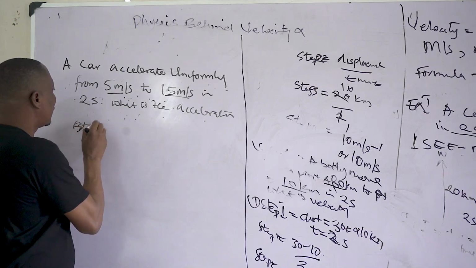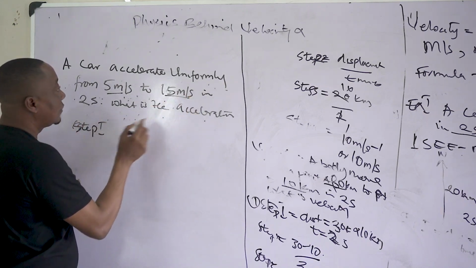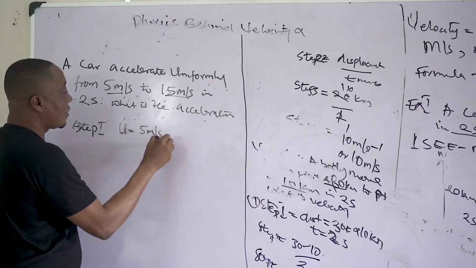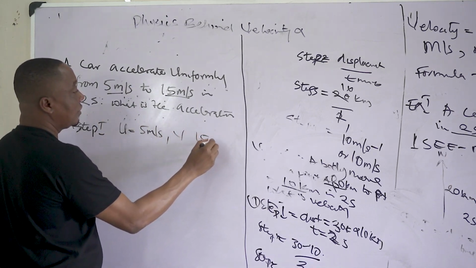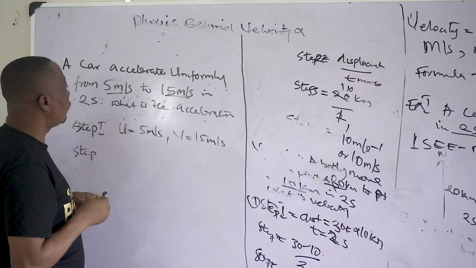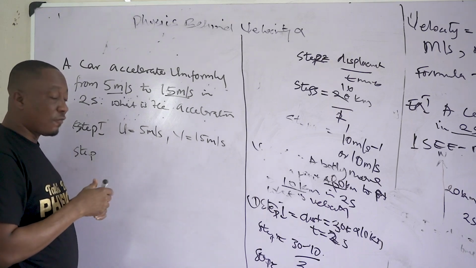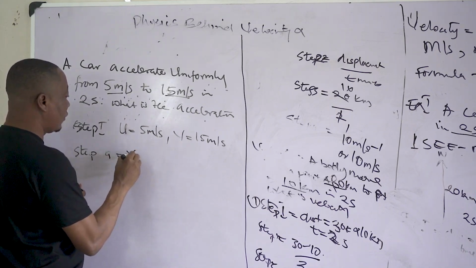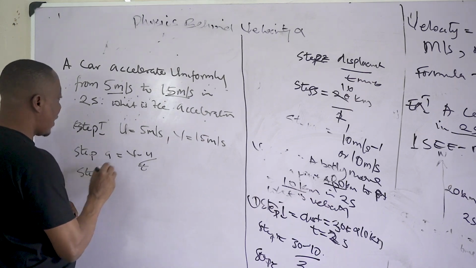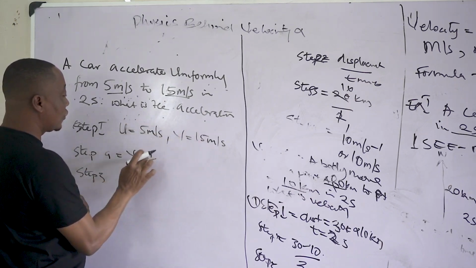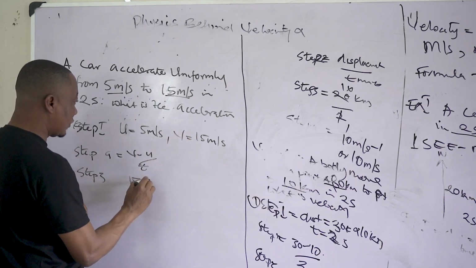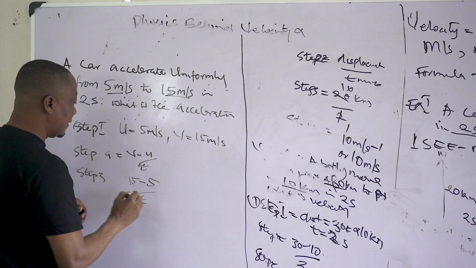Step 1, the parameters. We said u is 5 meters per second and v is 15 meters per second. So in step 2, we are going to bring out the formula for acceleration, which is a equals v minus u all over t. And in step 3, we are going to substitute these values into this formula, where v is 15 minus 5 all over t.